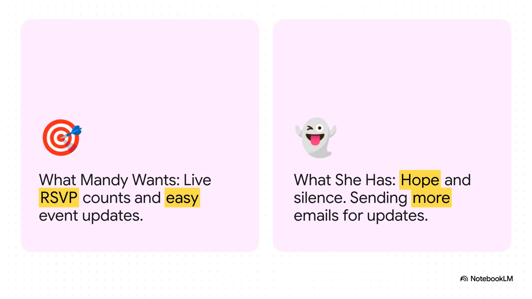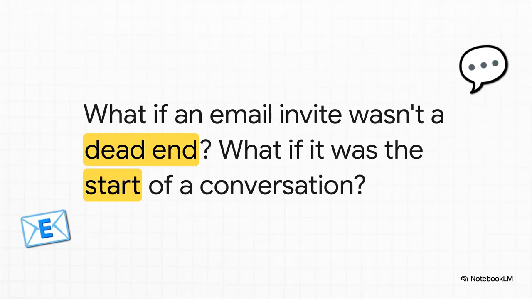On one side, you've got what Mandy needs: live RSVP counts, a way to easily update people, a direct line to her attendees. But on the other side, well, that's her reality. She's got hope, silence, and a system where any update means sending another email that'll probably just get lost in the shuffle. But here's the thing.